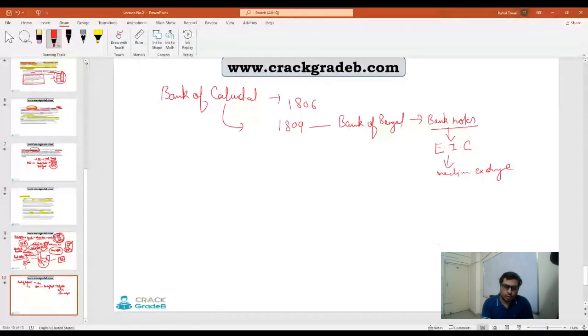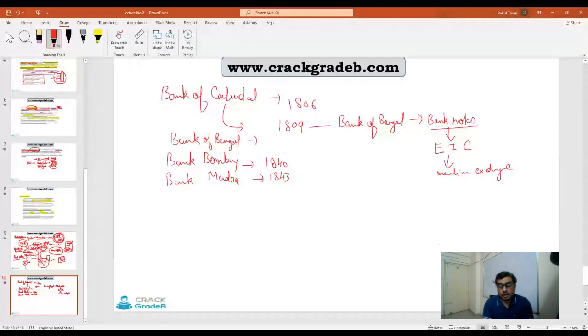Right? The British were expanding, so apart from Bengal, they also established presidencies in Bombay and Madras. Accordingly, they also established the Bank of Bombay and the Bank of Madras in 1840 and then in 1843. So three banks. Actually, the Bank of Bengal was established as the Bank of Calcutta. Later in 1809, it got the status of what?